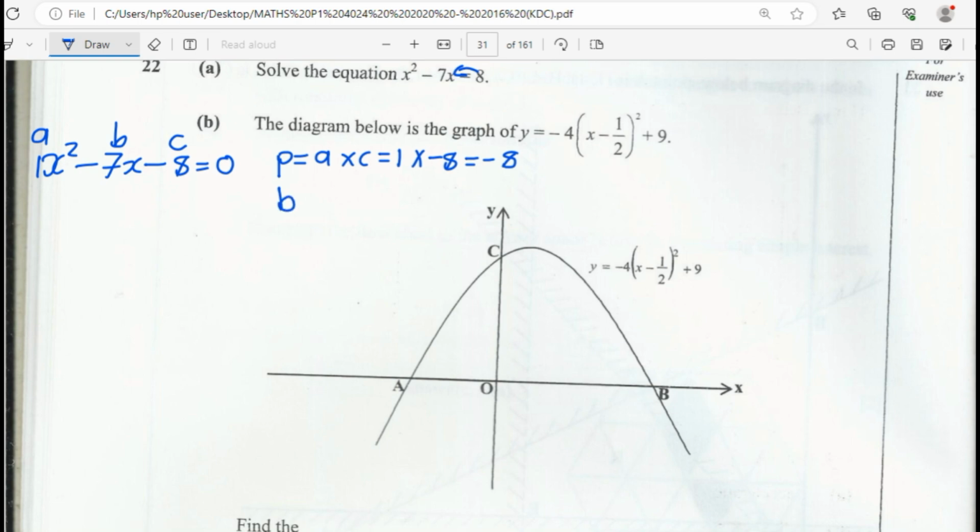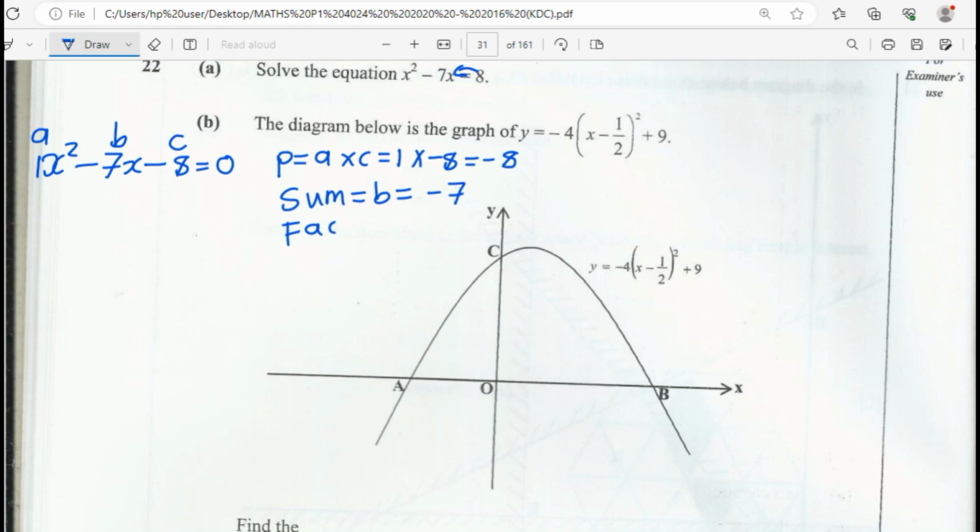Now let's find the sum. How do we find the sum? No need of adding; the sum is just equal to the value of b, which is -7. So look at this: when the product is negative and the sum is negative, then the bigger number of the two factors will carry a negative sign. So let's look at those two factors.